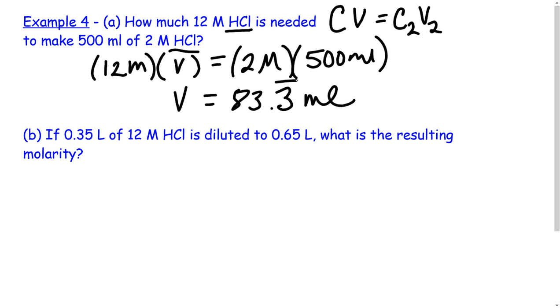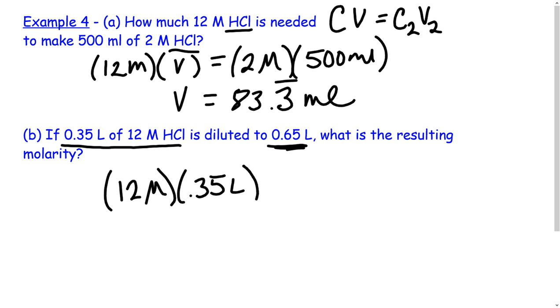Our second and final example for this video lesson, part B, says that we have 0.35 liters of 12 molar HCl, so there's our first set of conditions, and it's diluted to 0.65 liters. What's the resulting molarity? So this time we know the concentration and the volume of the first set of conditions. What we don't know is the resulting molarity. In other words, we don't know the concentration, but we know that the volume is 0.65 liters.